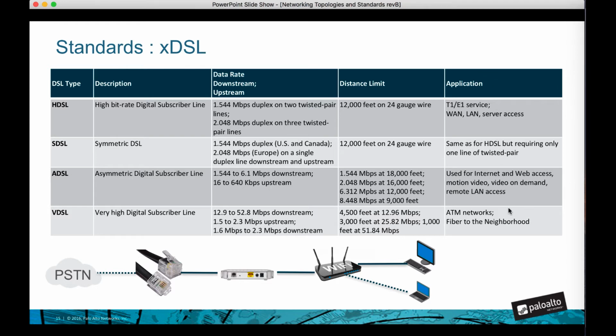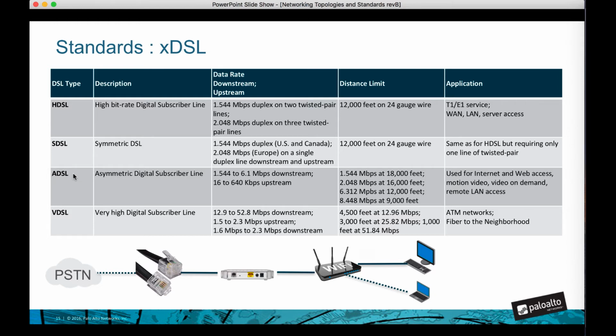You can also see here at the far right columns what will be the typical applications that is using this existing public network telephony that's provided by your telco. So down at the bottom, very high digital subscriber line. You can have up to 52.8 Mbps for downstream, and achieving a different distance limit, 4,000 feet at 12.96 Mbps. Mainly used for the ATM networks, and it also can be used for the fiber to your neighborhood, right?